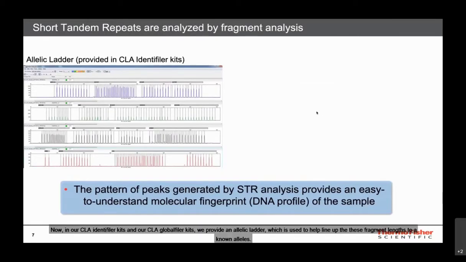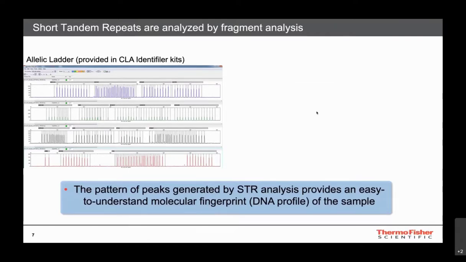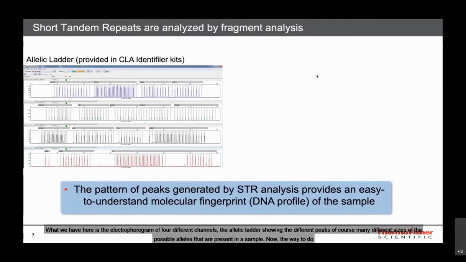Now in our CLA Identifier kits and our CLA GlobalFiler kits, we provide an allelic ladder, which is used to help line up these fragment lengths to known alleles. What we have here is the electropherogram of 4 different channels of the allelic ladder, showing the different peaks corresponding to different sizes of the possible alleles that are present in the sample.